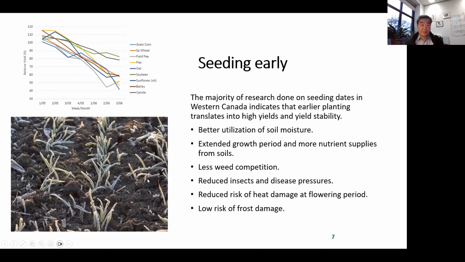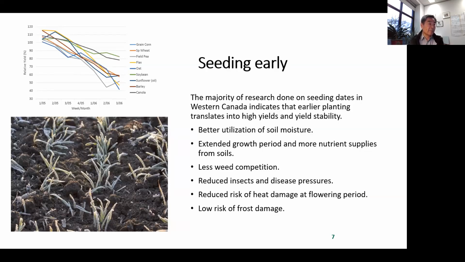If you look at the picture on the left side, those are cereals. Many of the cereal crops are cold tolerant. They could actually tolerate about -6 degrees after germination for a period of time. If you look at the graph on top, this is from Manitoba's results, covering crops including grain corn, spring wheat, field pea, flax, oats, soybean, sunflower, barley, and canola. Almost every crop, if you seed it in the first week of May, the yield is always higher than if you seed it in the third week of June.